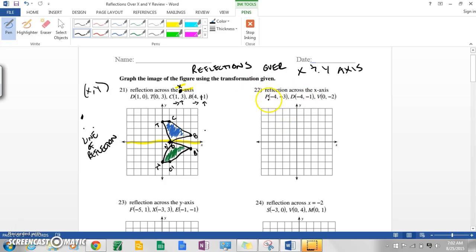Let's jump to 22. Our first point P, we have -4, -3. Keep in mind, the first number in the coordinate grid tells us to move either right or left, if it's positive or negative. So if it's negative, we have to move left. The second number tells us up or down. This is negative, so we're going to move down. So our point in this example is over 4, 1, 2, 3, 4. Down 3, 1, 2, 3.